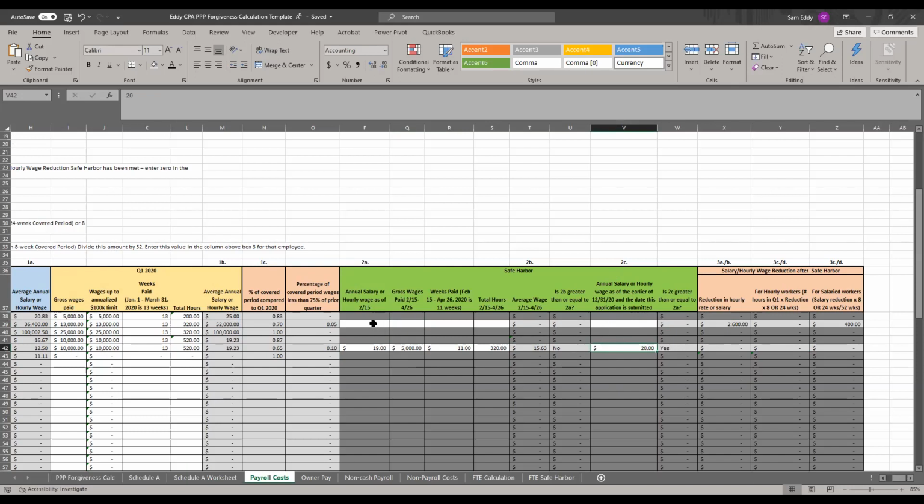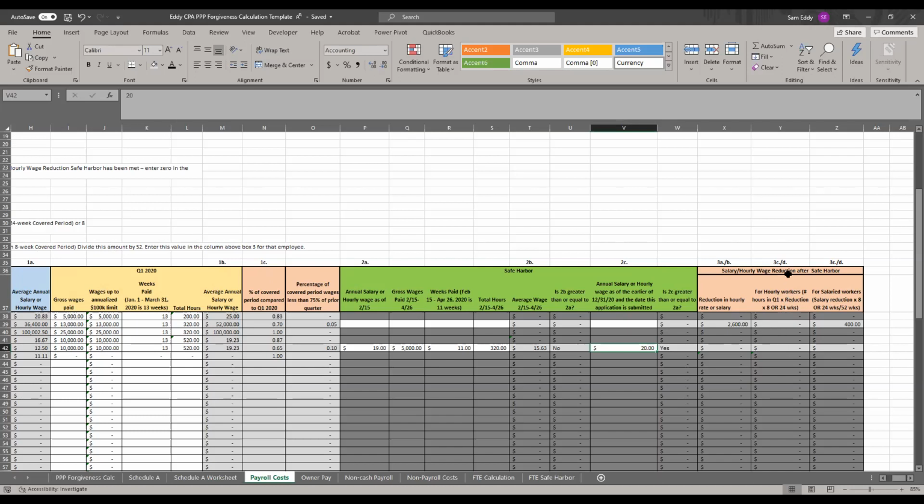If they did not meet the safe harbor requirement, there is a calculation over here for the amount that will be reduced off your forgiveness, which is based on whether they're hourly or salary and the covered period in which you are applying for forgiveness.